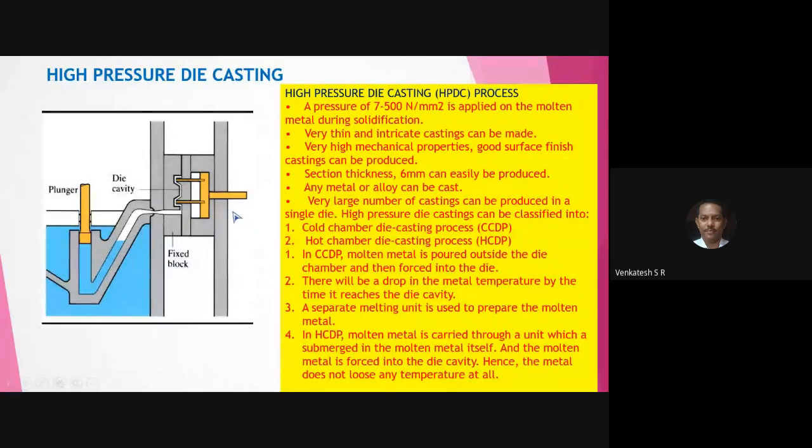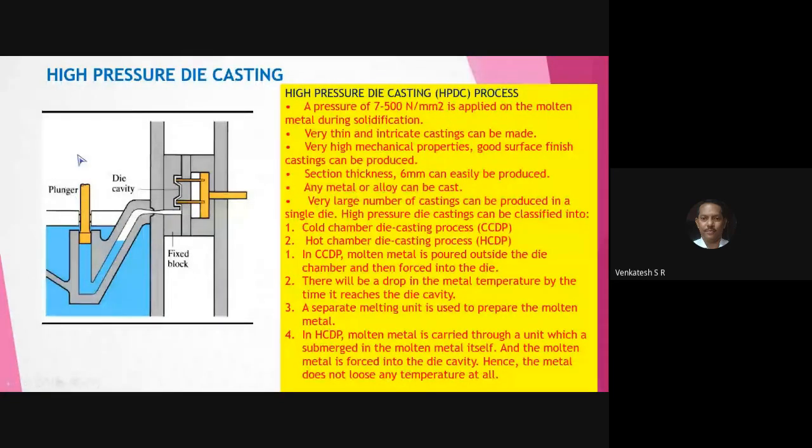Again, high pressure die casting is classified into two. One is the cold chamber die casting process, the other one is the hot chamber die casting process. So here, this is the container where you have the liquid metal, on which there will be a pressure which pressurizes the liquid to rise in the pipe provided to the die casting machine. This is the fixed block, this is the moving block. When the moving block comes into contact with the fixed block, there will be a die cavity. All of you observe here, the thin die cavity is there.